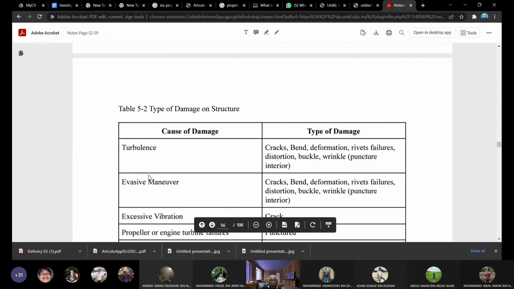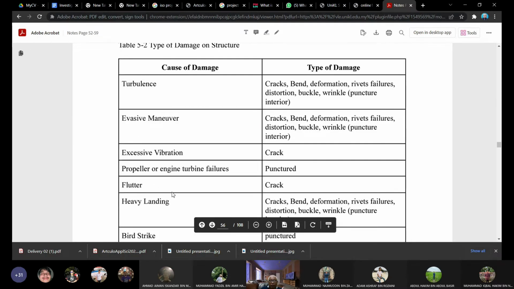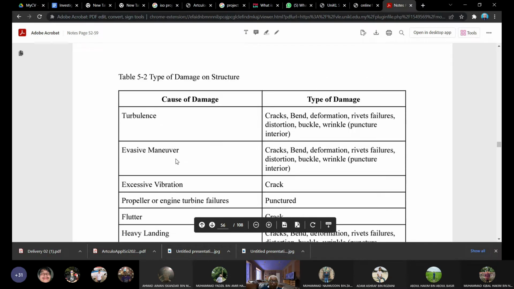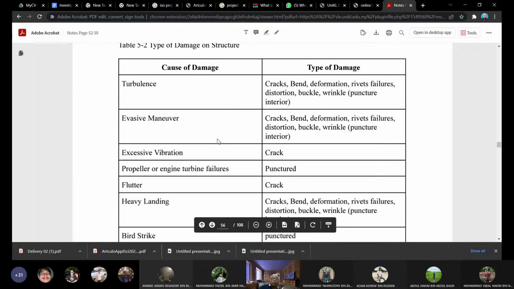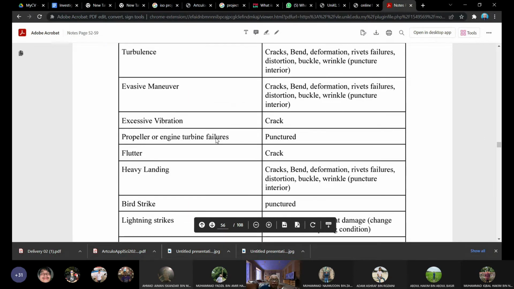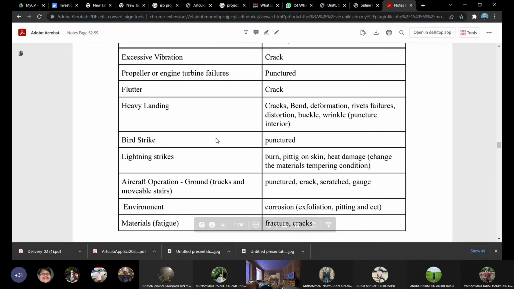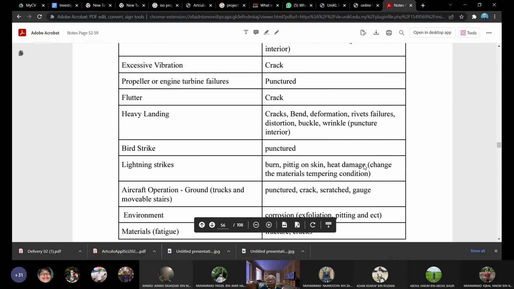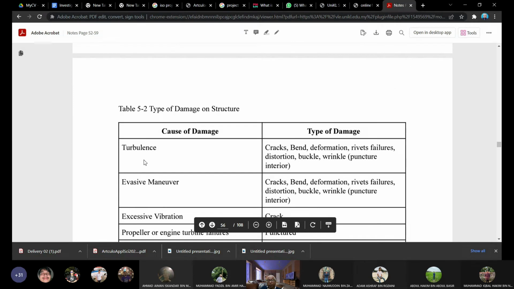I can show the table here. It's something I promised you can look at. However, this is just a summary. Turbulence, what kind of damage? Evasive maneuver, excessive vibration, propeller, engine, turbine failure, flutter, heavy landing, bird strike, lightning strike, aircraft operation on the ground, truck and movable stairs, environment, material. So you can see here what the damage is on the right.